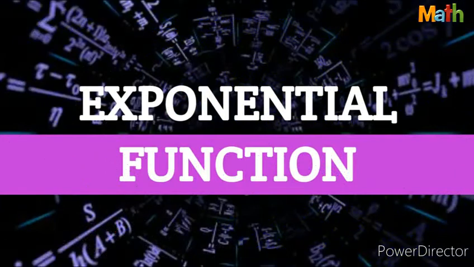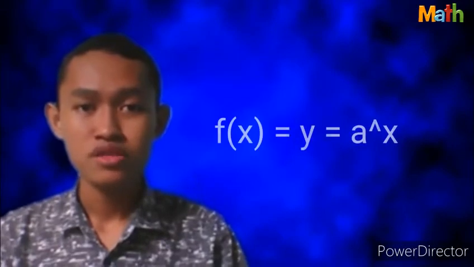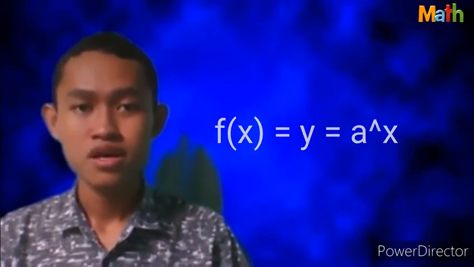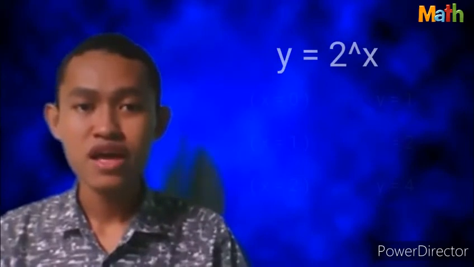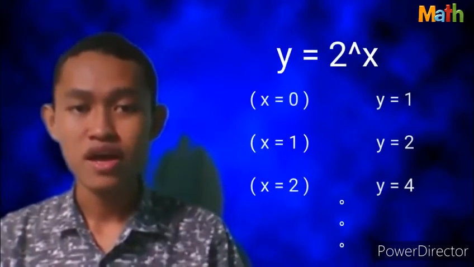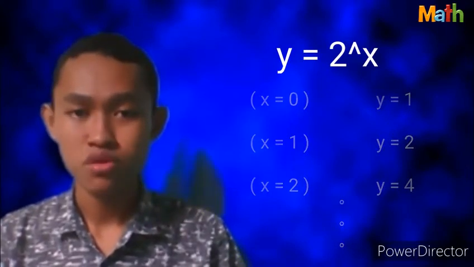The next is exponential function. The exponential function is the mapping of real numbers x to a, in general form f(x) equals a to the exponent x. In an exponential function, however, the x value is the exponent itself. An example of an exponential function would be y equals 2 to the exponent x. As you can see, if x is 0, y is 1. If x is 1, y is 2. If x is 2, y is 4, and so on and so forth.